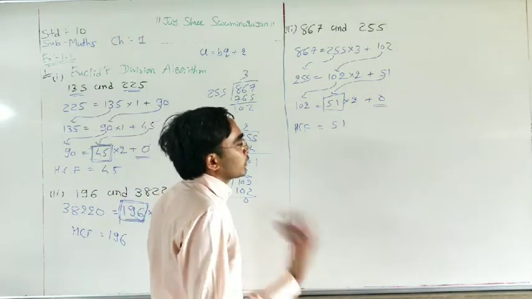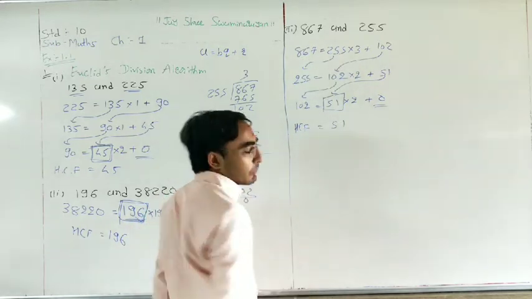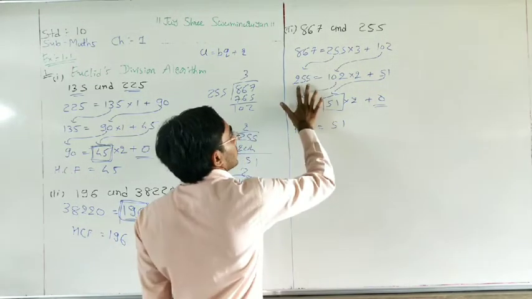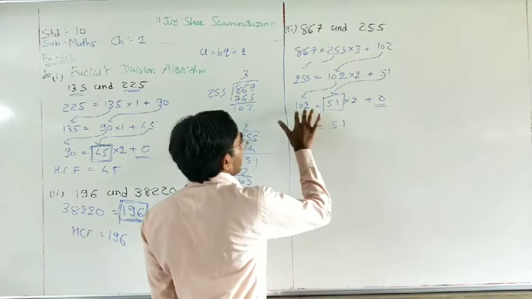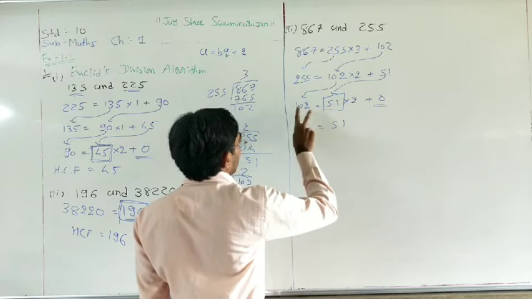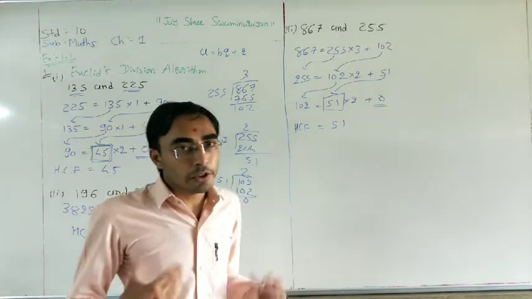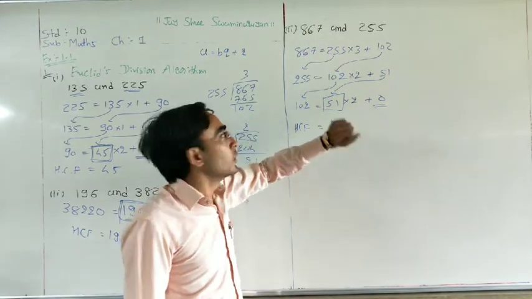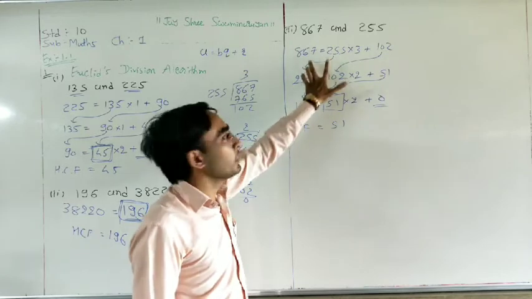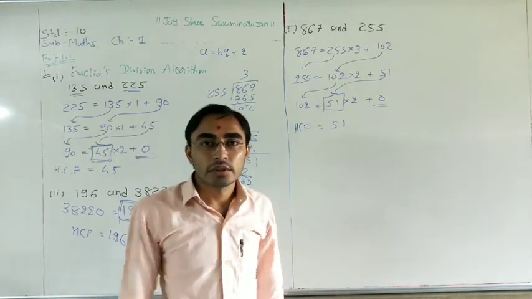Now we can also say that HCF of 867 and 255 is 51. Also we can say that HCF of 255 and 102 is 51. Also HCF of 102 and 51, it is 51. That means whatever number of steps we do here, if we take any of these pairs of numbers, you will get the same answer, 51.